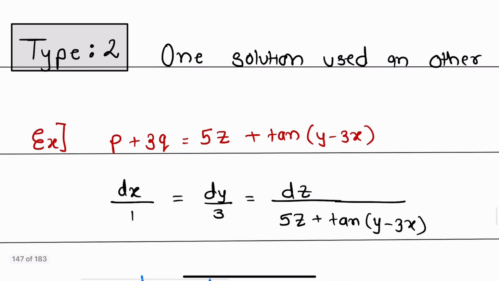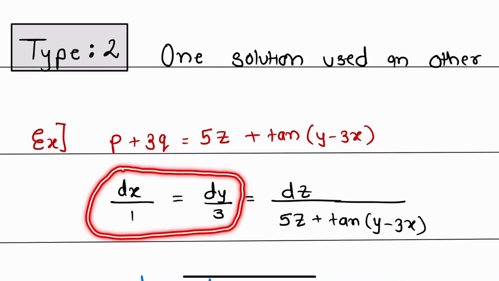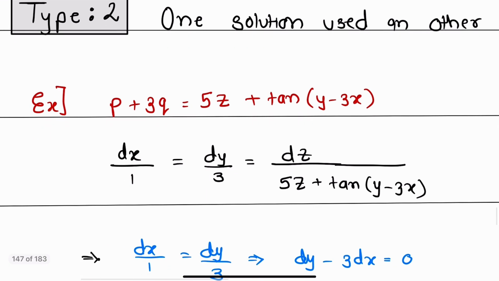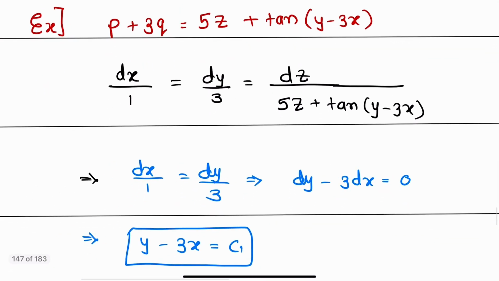Now, if you observe the first two ratios, if I equate them, these are easily integrable. So let us say dx by 1 equals dy by 3. Cross multiplying, we get dy minus 3dx equals 0. And once we integrate, it will be y minus 3x equals c1. Let us say this is our equation 1.